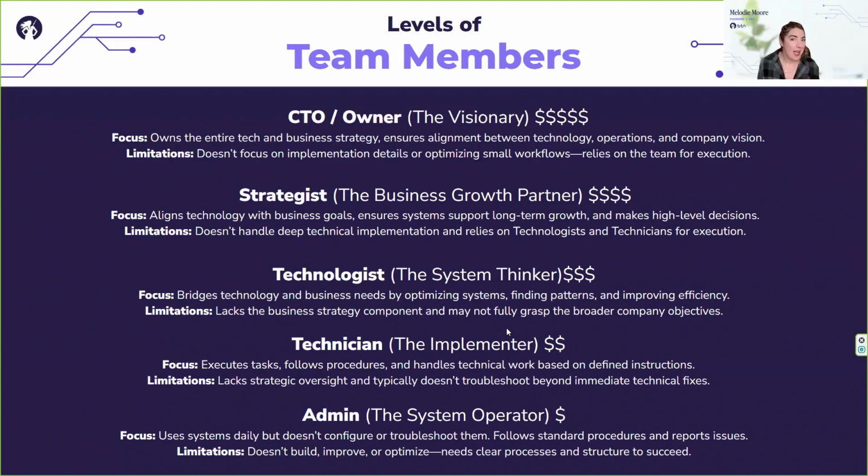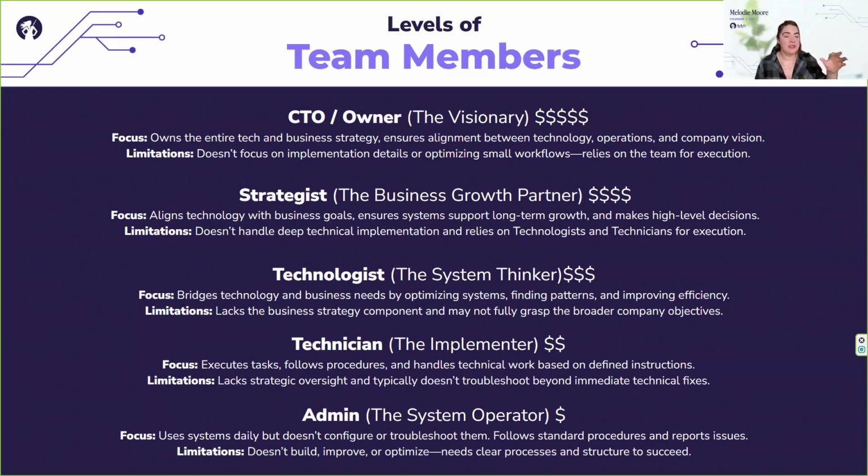And then who's at the top? You are. So this is the CTO, sometimes the owner, the visionary. Now, I got to admit, this is probably a dream implementation for most customers or most people that we work with. They own the entire tech stack, and the business strategy ensures it aligns between the technology and operations and the business vision. Limitation: doesn't focus on implementation details or optimizing small workflows, relies on the team for execution.